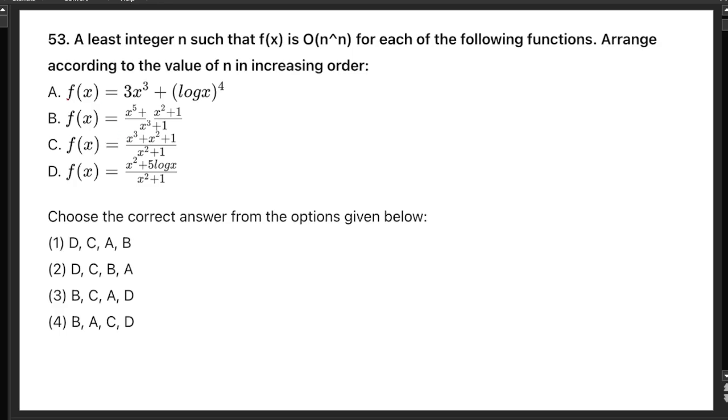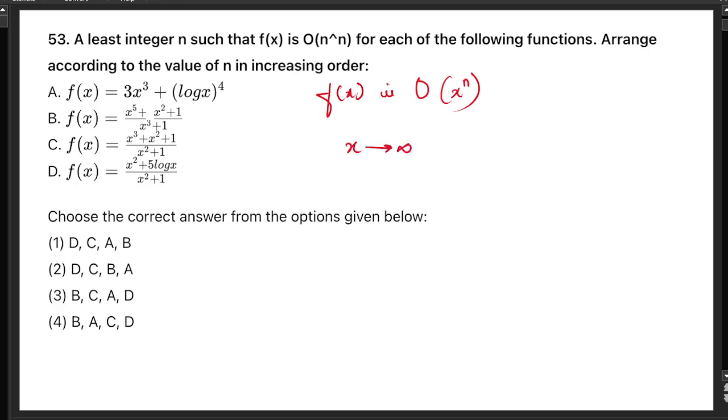Okay, so this is the question. As you can see, option A is 3x cube plus log x to the power 4. Now this is the function. To solve this problem, we need to determine the least integer n such that each function f of x is big O of x to the power n. This involves analyzing the asymptotic behavior of each function as x tends to infinity. So we just have to analyze the behavior.